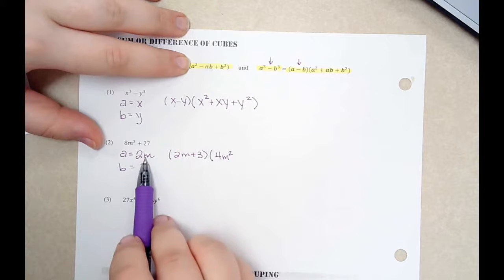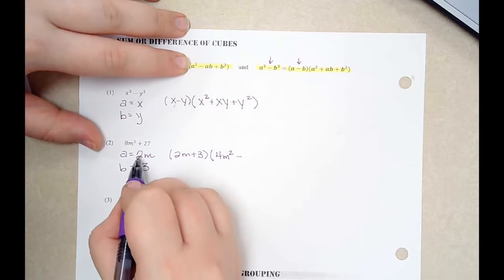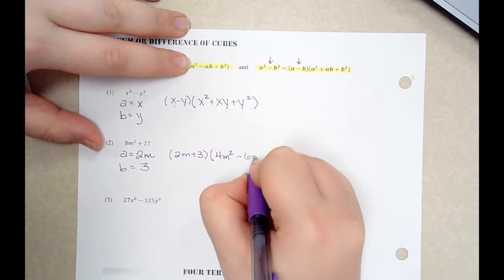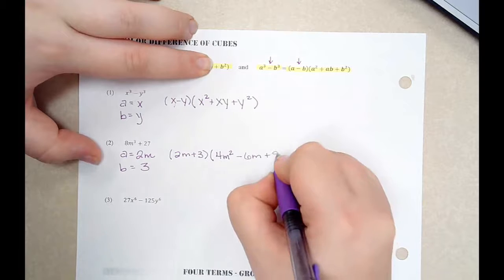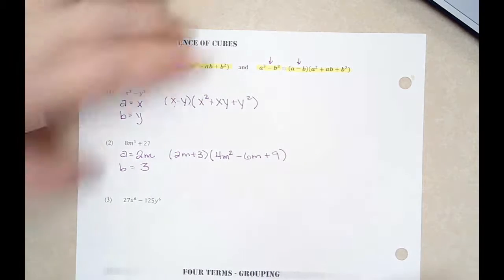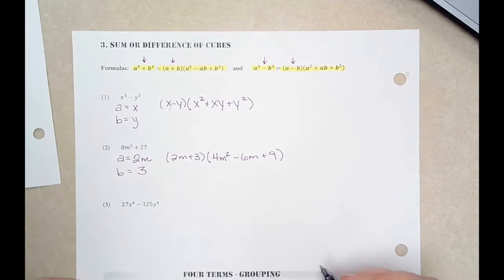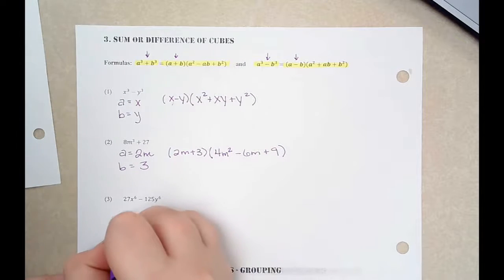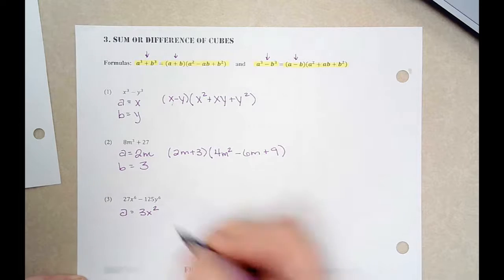Minus a times b, well, 2m times 3 is 6m. Plus b squared, 3 squared is just 9. Final factored form is right there. Alright, last one in the sum or difference. A is 3x squared. B is 5.